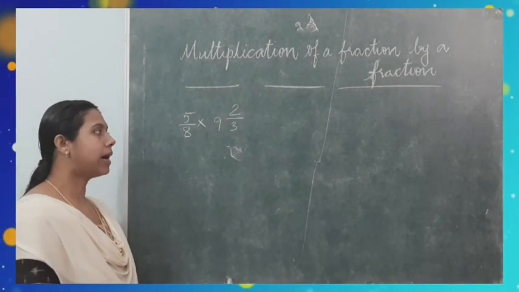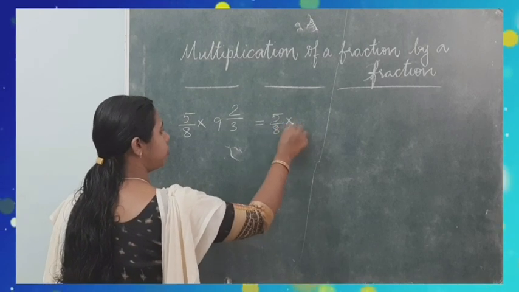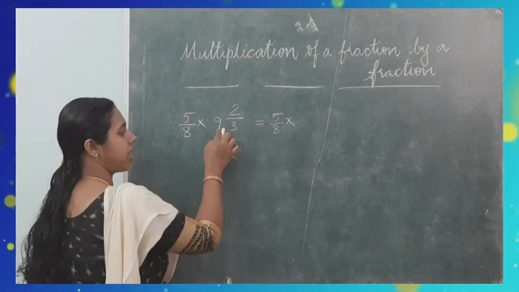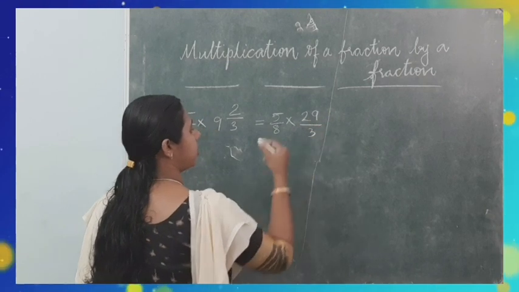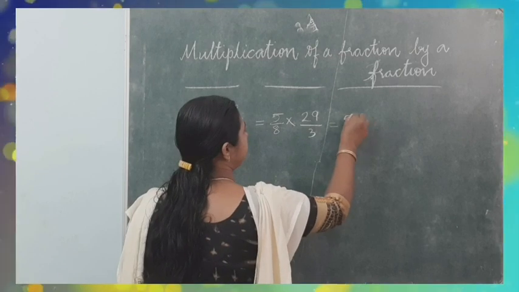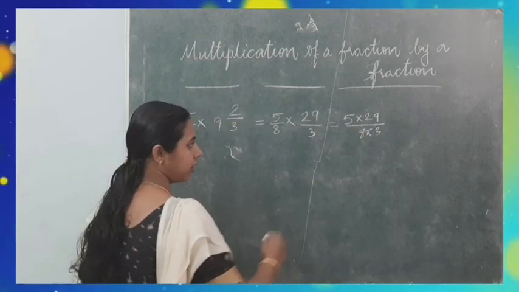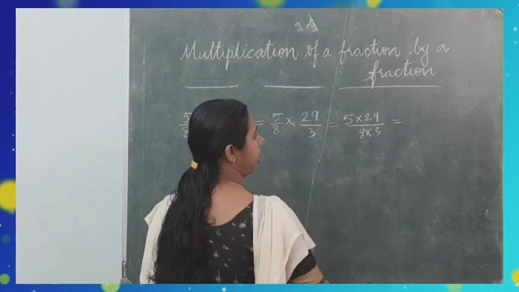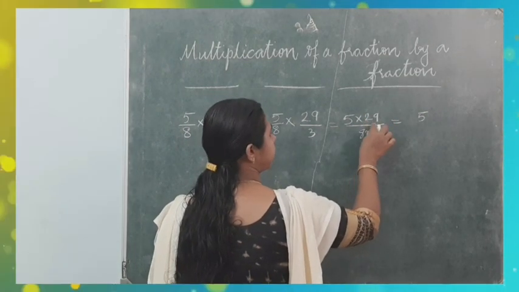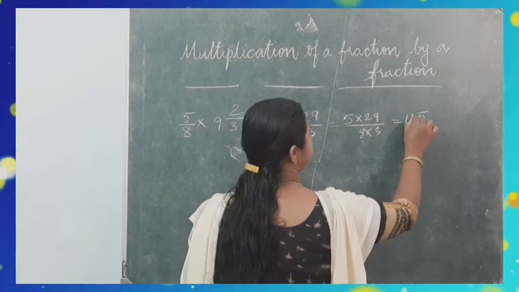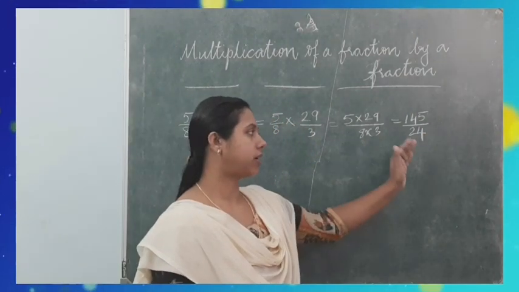See the next one. 5 by 8 into 9, 2 by 3, which is equal to 5 by 8 into, change the mixed fraction to improper fraction. 9 threes are 27, 27 plus 2, 29 by 3. Now multiply the numerators. 5 into 29 by 8 into 3, which is equal to 29 into 5. 9 5s are 45, remainder 4. 5 2s are 10, 10 plus 4, 14. 145 by 24.